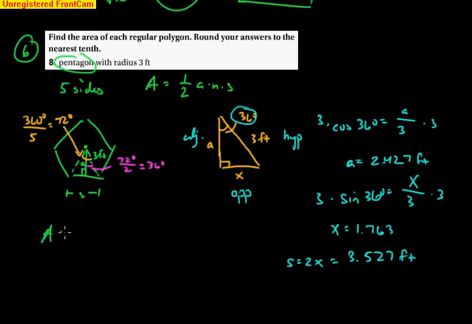Plug it in. Area equals 1/2 times A, 2.427, times N, 5, times S, 3.527. And we plug that in our calculator and we get an answer of 21.4, and that is feet squared.